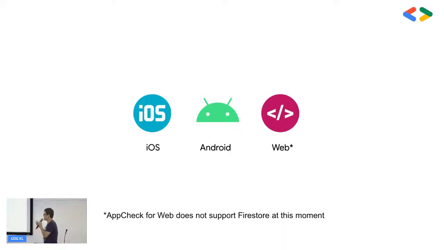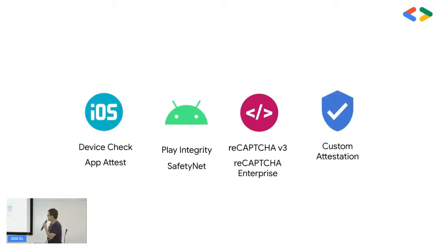Firestore right now still has some things to iron out for AppCheck, so it's still an ongoing process. But these are some of the attestation providers that we have. If you're just building iOS apps, you can use DeviceCheck or App Attest. If you're building for Android, you will use Play Integrity API or SafetyNet. SafetyNet is being deprecated for Play Integrity API. If you are building websites, then you would use reCAPTCHA or reCAPTCHA Enterprise. I'm sure most of you are very familiar with reCAPTCHA, right?